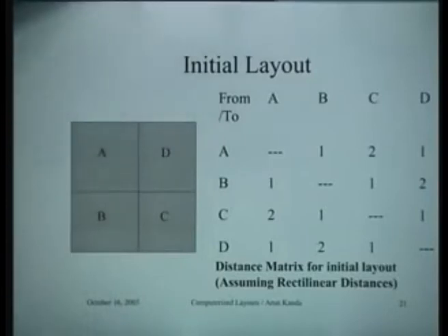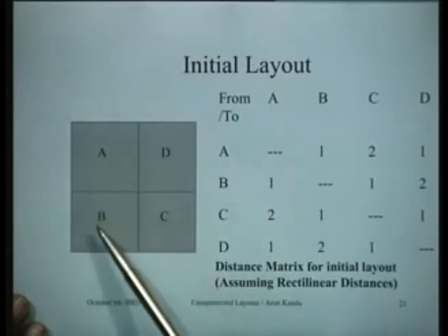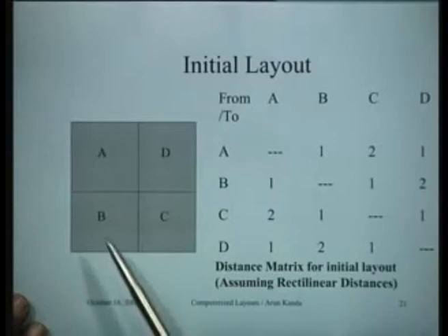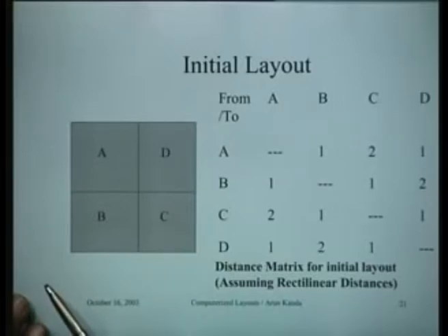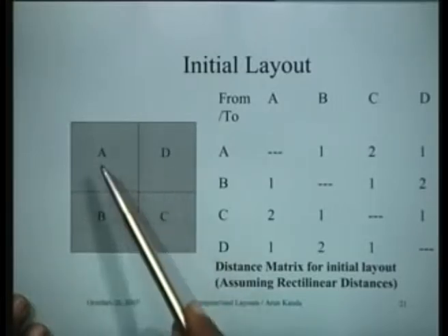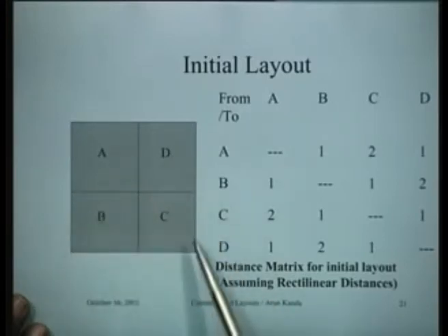The second thing that we need to specify as an input is the initial layout for the plant. For the sake of simplicity, we are assuming that the 4 departments A, B, C and D are initially laid out in equal squares as shown here. Okay, so this is the initial layout. A is here, B is here, C is here and D is here. So the 4 departments are located here in equal squares.